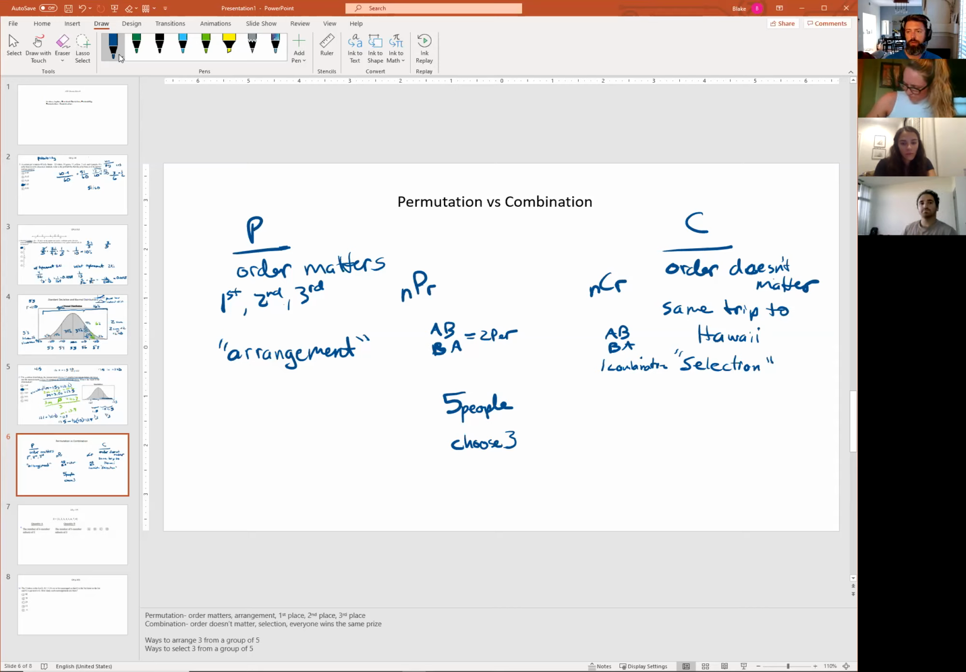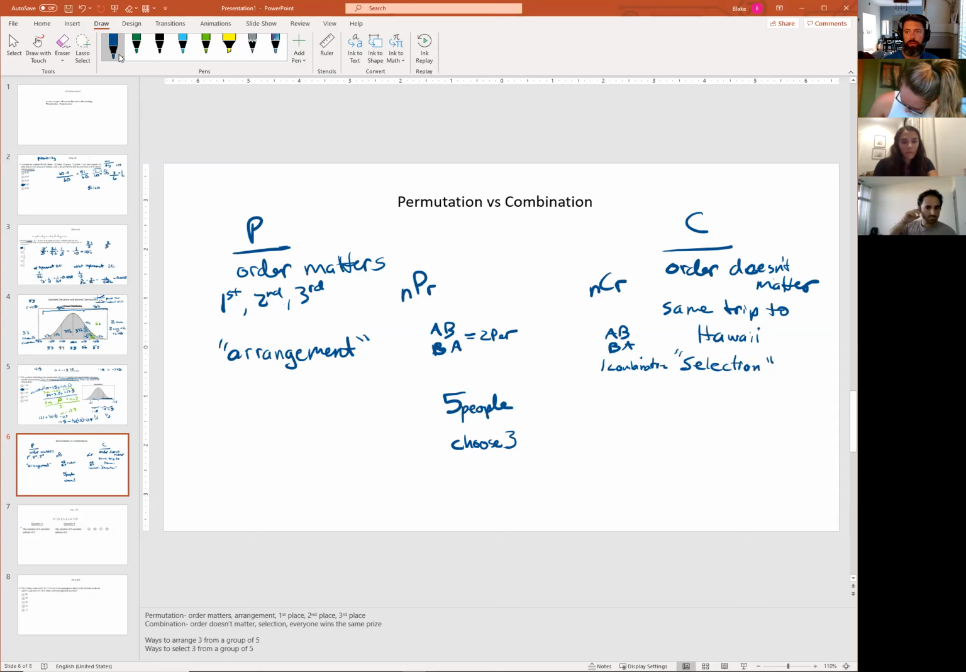Do you guys think that's a permutation or a combination? So we're going to choose 3 from 5. Permutation? Yeah, because the order matters, right? The president's not the same as the secretary. So the way we're going to do this, I'm going to show you guys kind of the long way, and then I'll show you how it ties into the formula here.